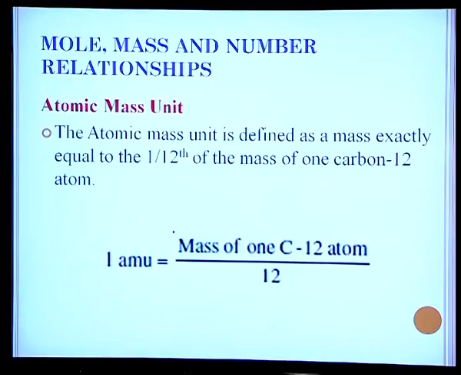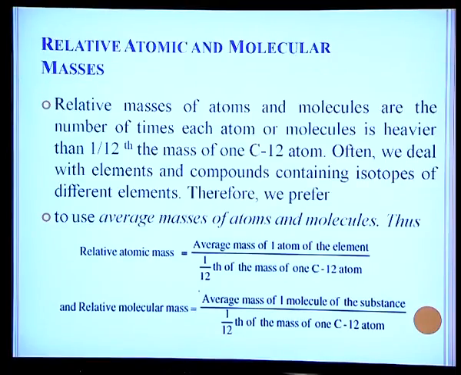This is the mole, mass and number relationship. Atomic mass unit: the atomic mass unit is defined as a mass exactly equal to 1/12 of the mass of one carbon-12 atom. That is, 1 AMU will be equal to the mass of one C-12 atom divided by 12. Now the relationship: relative masses of atoms and molecules are the number of times each atom or molecule is heavier than 1/12 the mass of one carbon-12 atom.